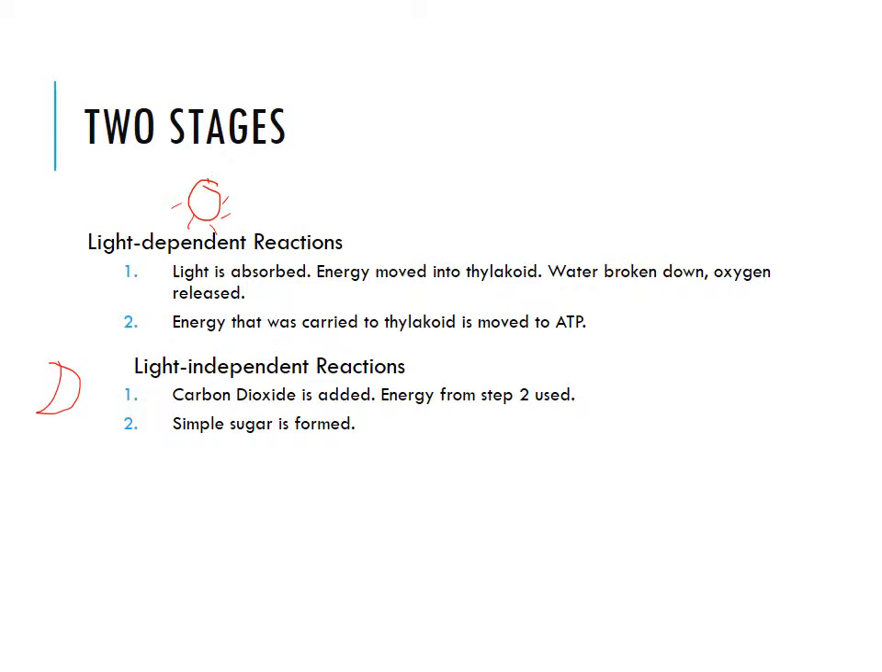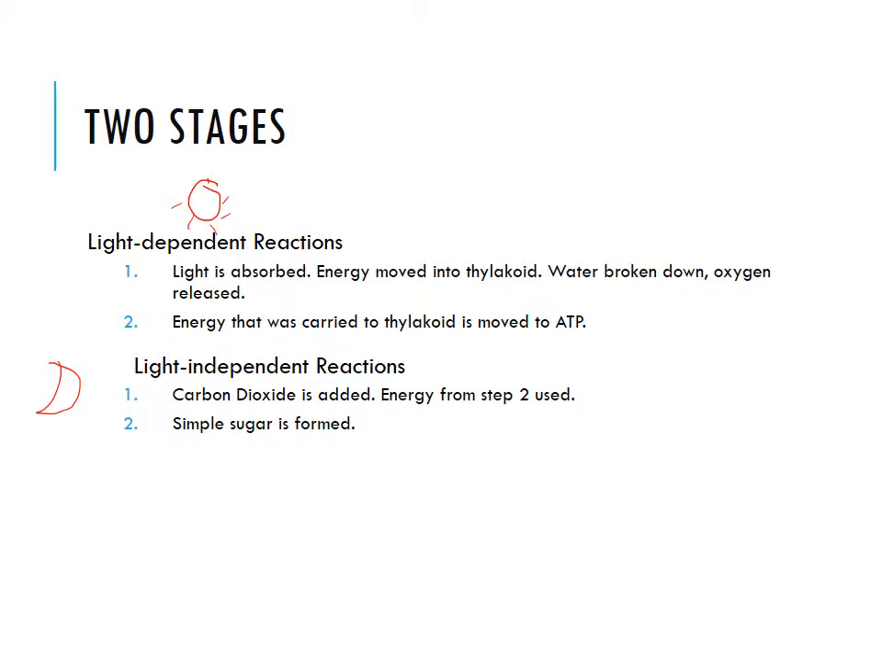So in part one up here, the light-dependent reaction is when light is actually absorbed. Energy is then moved into the thylakoid because that's what happens with chlorophyll. And then water gets broken down and we release oxygen. That kind of makes sense because water is made up of hydrogens and oxygens. So we're hiding those hydrogens inside of the chloroplast, but the oxygens are released. And then energy that was carried to the thylakoid is moved to the form that we talked about earlier called ATP. Then we start light-independent reactions.